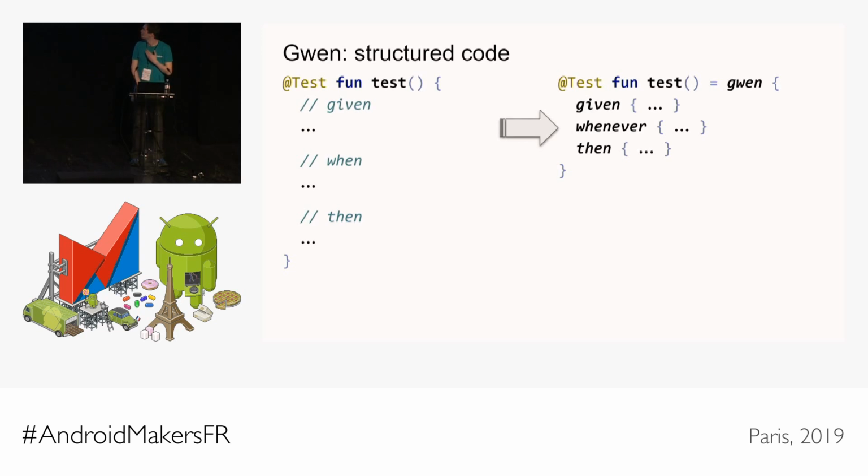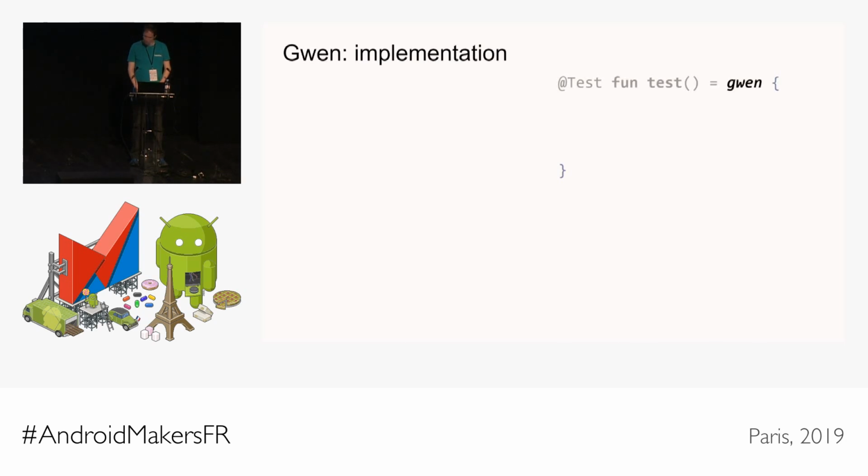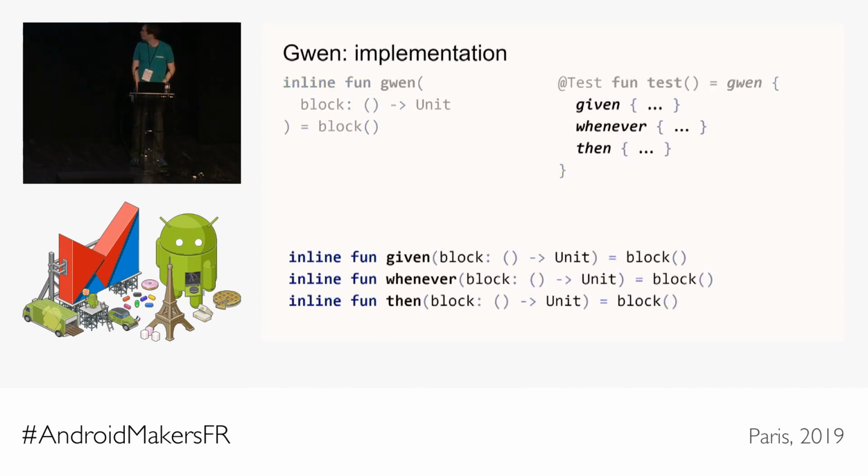Notice that when becomes whenever, because when is a keyword. The implementation of this function is quite simple. It's just a higher-order function getting a lambda and executing it immediately. The given, whenever, then are exactly the same, just immediate execution. The major benefit is not visible yet. We will come back to improve this later.